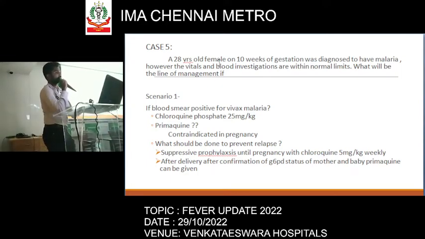It is contraindicated in pregnancy. So what should be done to prevent relapse in this sort of patient? In order to prevent relapse, we can give suppressive prophylaxis until pregnancy is over, with chloroquine alone, 5 mg per kg weekly dose, until delivery. After delivery, the protocol says the G6PD status of the mother and child needs to be done, but it's difficult in our scenario. So after delivery, we can give the patient primaquine tablets.